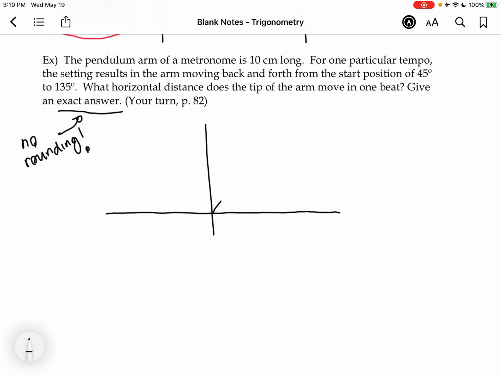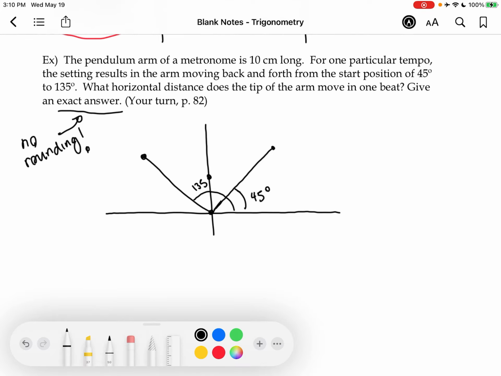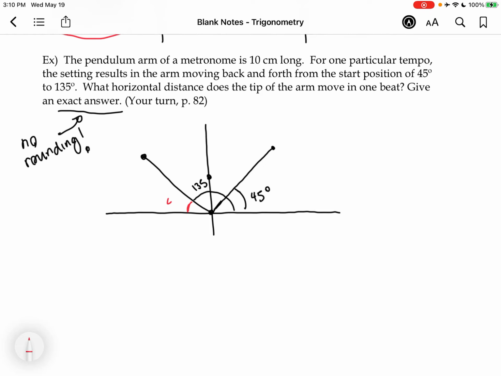So one angle in standard position is at 45 degrees. And the other angle in standard position is at 135 degrees. So that's about here. And the reference angle for the 135-degree angle is 180 minus 135. This is 45 degrees.